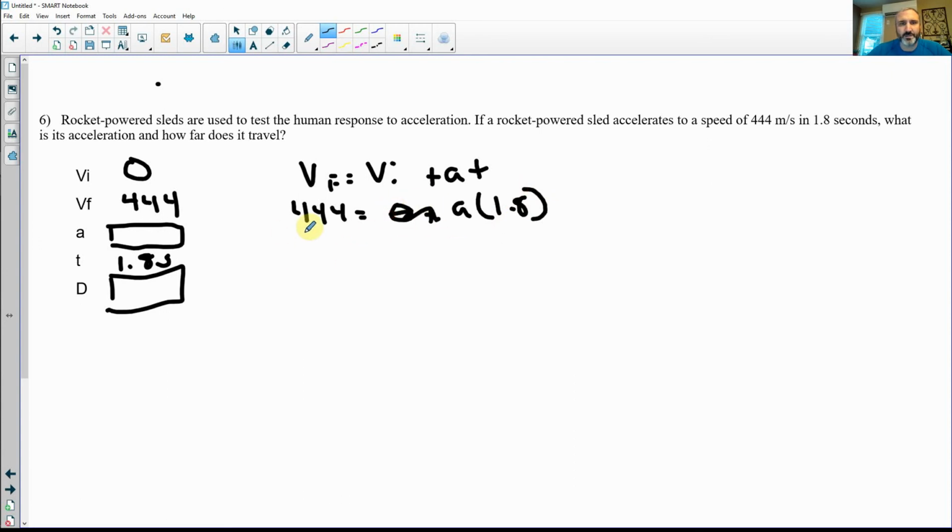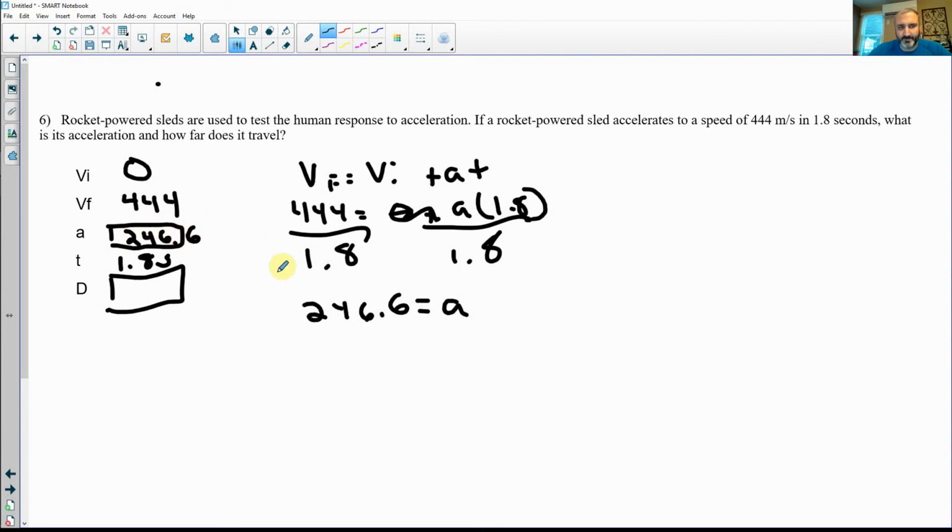That's going to go away. So 444 divided by 1.8. It's going to be 246.6 meters per second squared. That's going to be your A. That is a very, very, very fast acceleration. So that's cool.